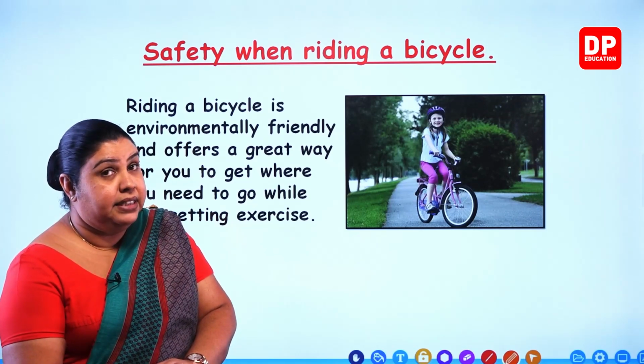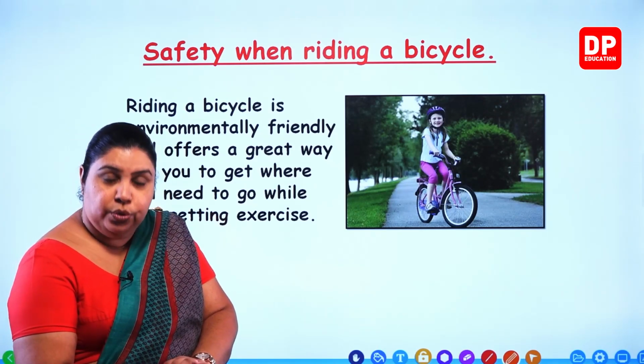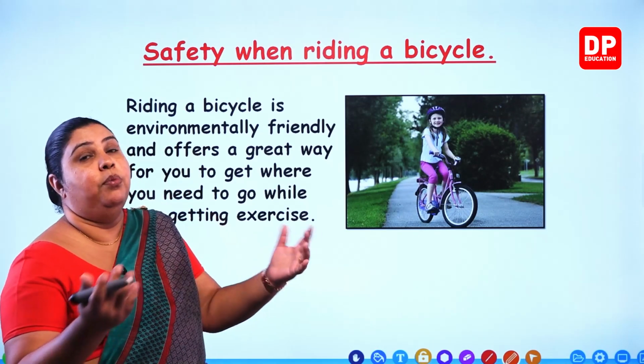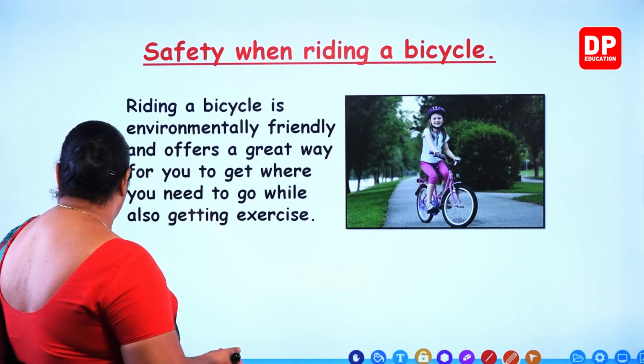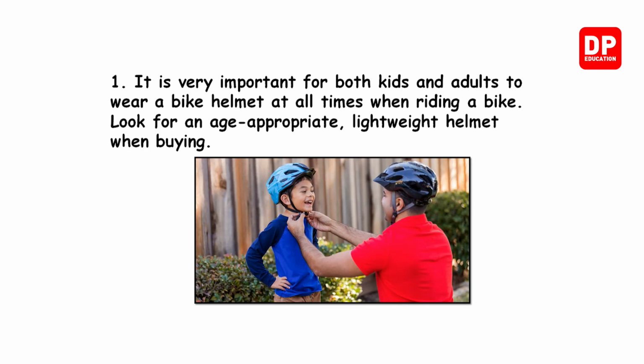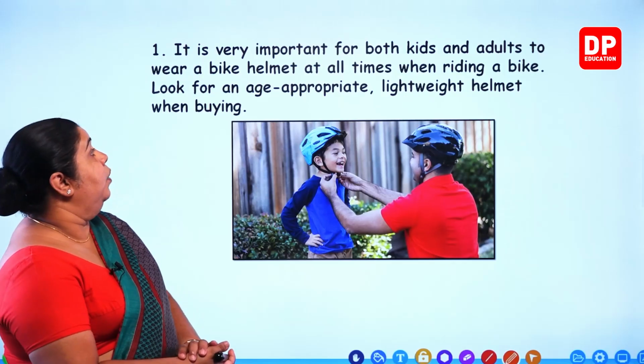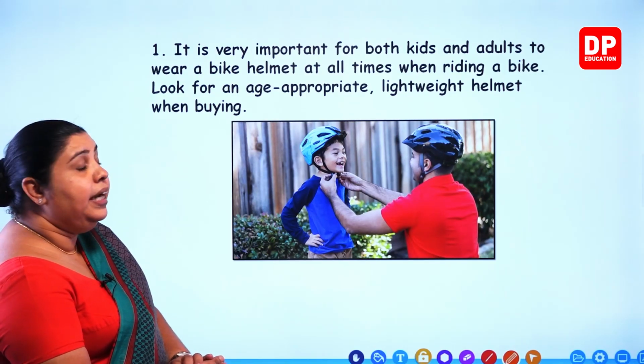So riding a bicycle is something which is very good for your exercise, for your body, for your health as well as the environment. Then Pute, the first thing that we need to know about riding a bicycle is it is very important for both kids and adults to wear a bike helmet at all times when riding a bicycle. Right? Now it is important to wear a helmet.